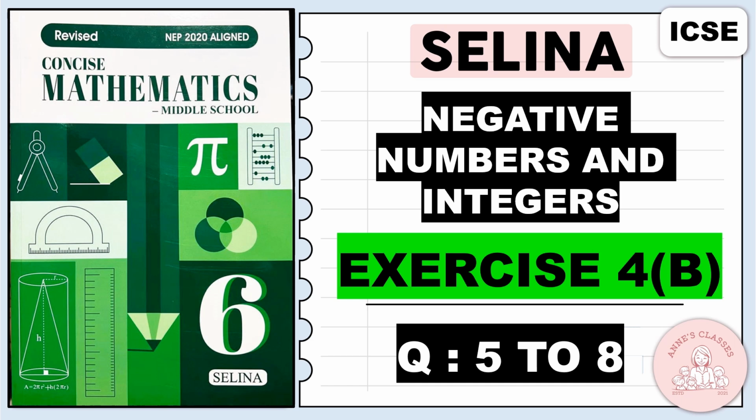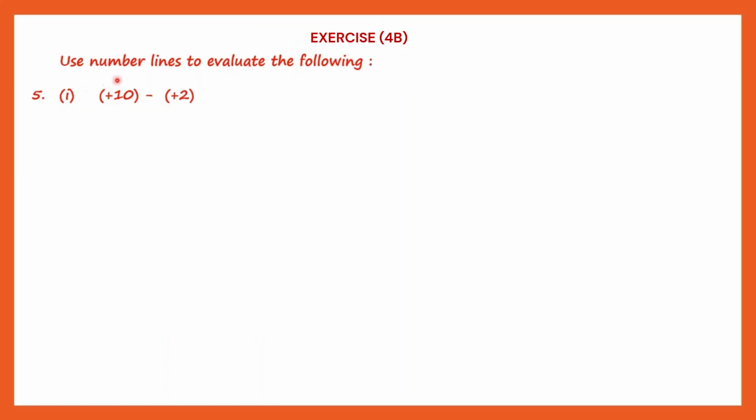Let's do negative numbers and integers, exercise 4b. Use number lines to evaluate the following. So we are with question 5, the first one. On a number line, we have to do this operation and this time it is subtraction. So we have to subtract plus 10 and plus 2.